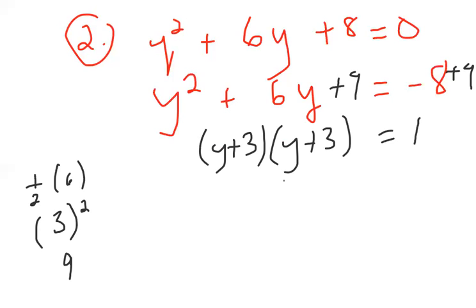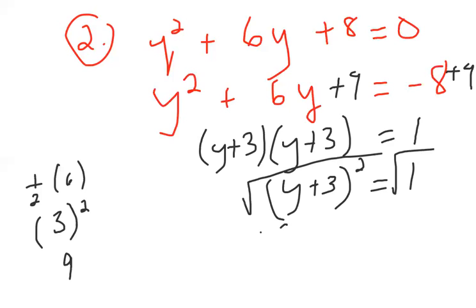So as you can tell, we have a repeated factor. By the way, there's a shortcut to get to this binomial square. You could just take a y from the y squared, half of 6 gives you 3. Yeah, that's easy. So now you take the square root of both sides. Remember, plus or minus. Ooh, look at that, guys. Square root of 1 is 1. So now you have y plus 3 equals plus or minus 1.